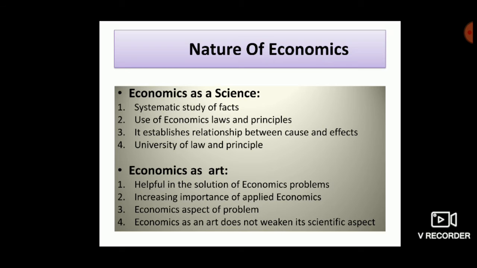So we can say economics is a science, because many economists believe that economics is a science. Scholars who hold this view put forward the following arguments in favor of their opinion: systematic study of facts, use of economic laws and principles, establishing a relationship between cause and effect, and universality of laws and principles.